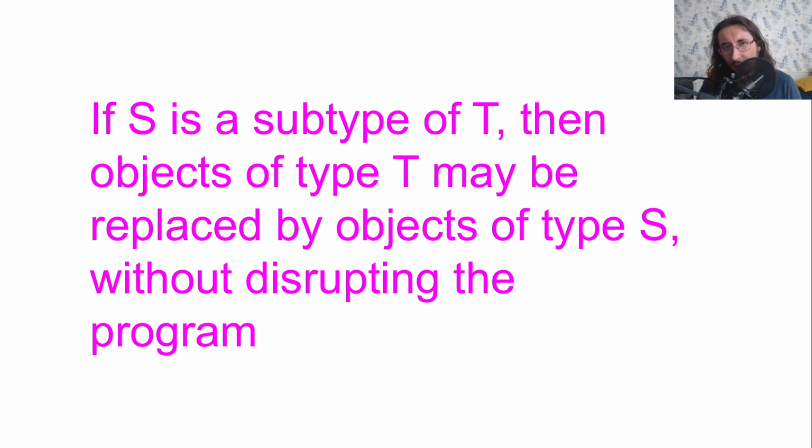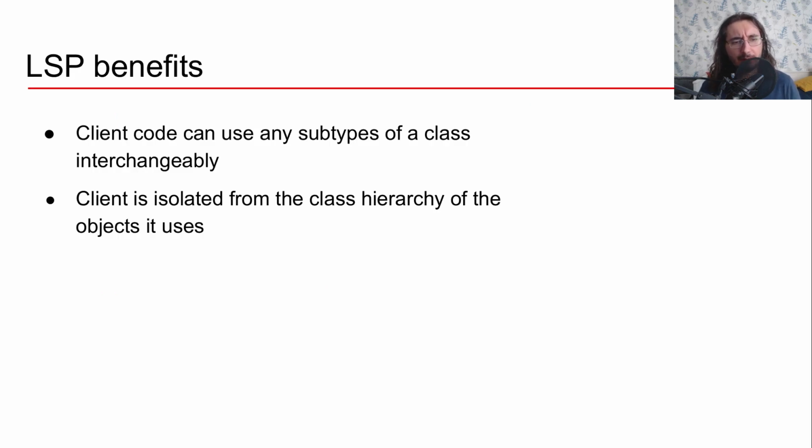Now, why on earth should we respect this principle? Well, there are a few benefits. The first one is that the client code can use any subtypes of a class interchangeably. And this is quite nice because then we are respecting an initial interface and we can use whatever concrete implementation we want of that class without disrupting the program.